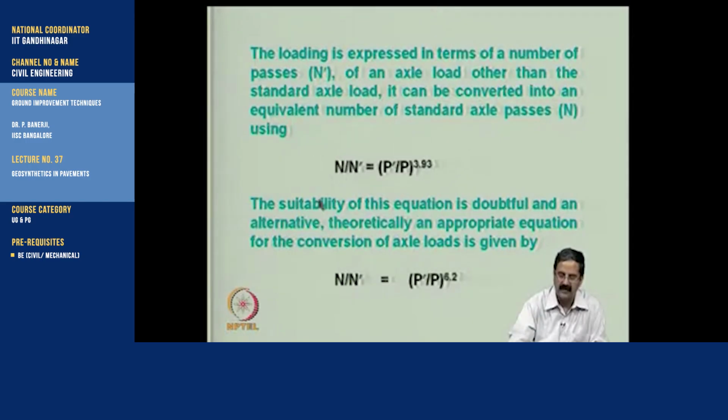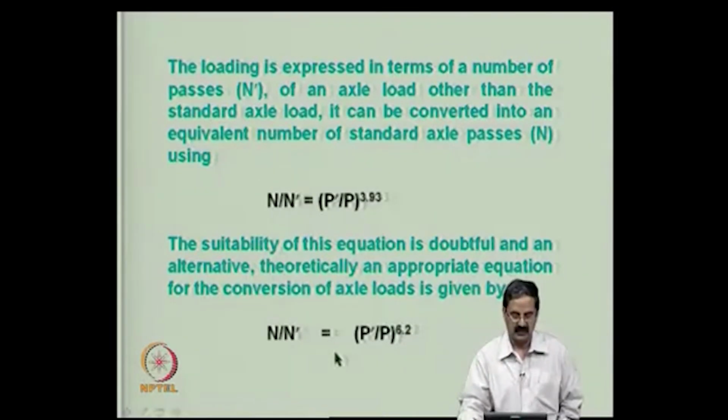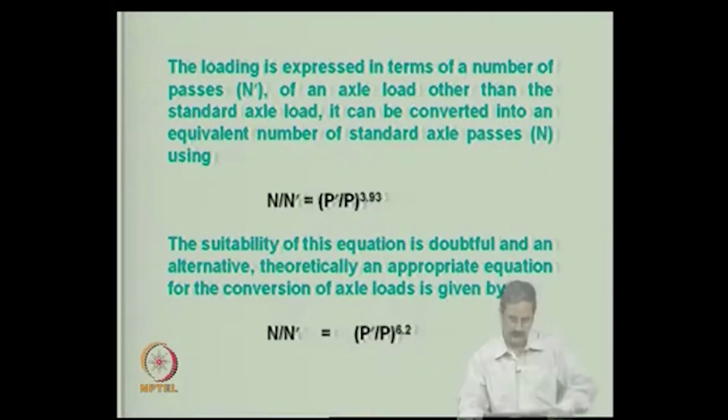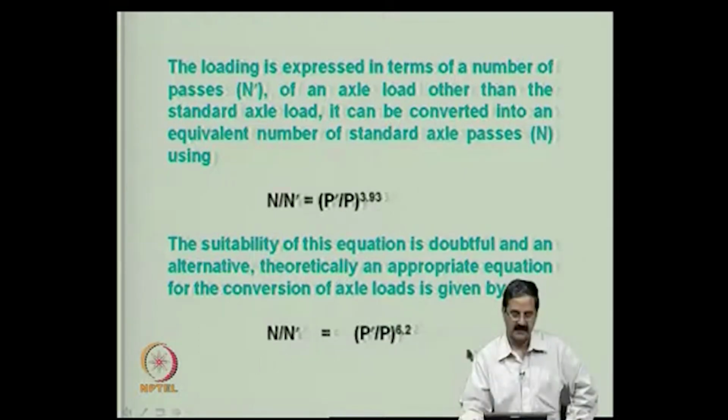This is one type of equation that people have been following, and in fact the IRC code also to some extent follows this, because this is based on the deformation criteria and all that. But some more advanced research shows that a ratio of 6.2 is much safer. That is one important point. So, this also helps in calculating the load repetitions of standard load, given that you know N dash and P dash.